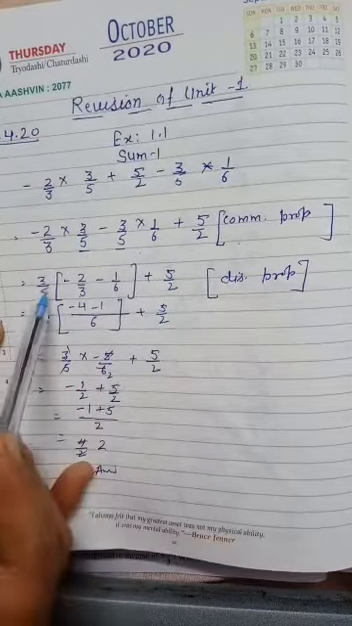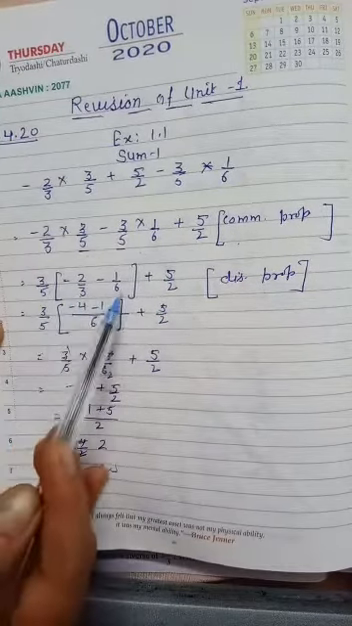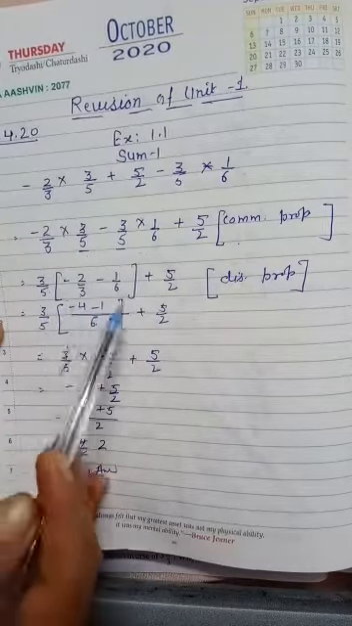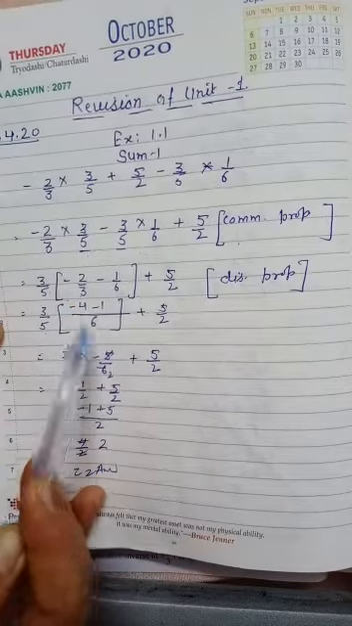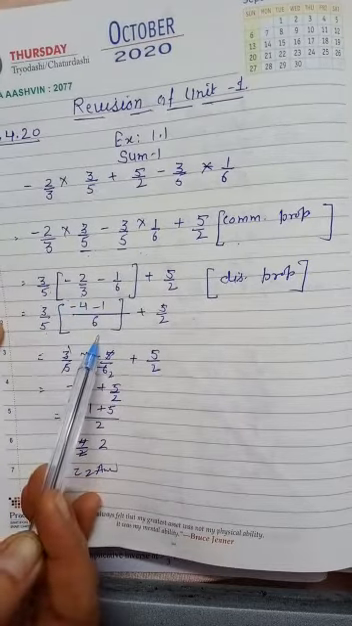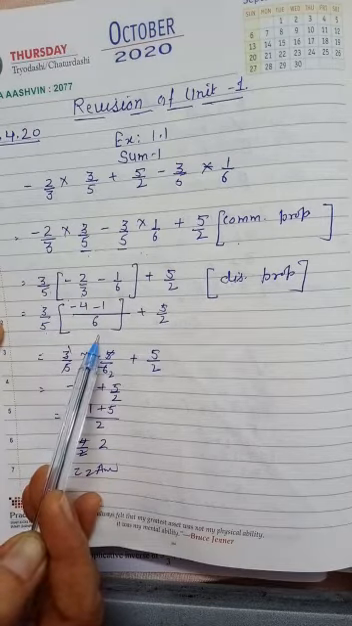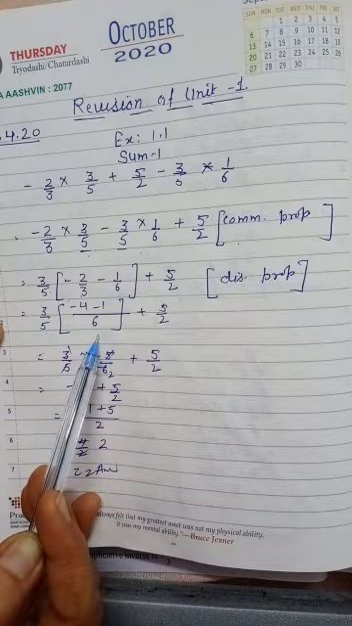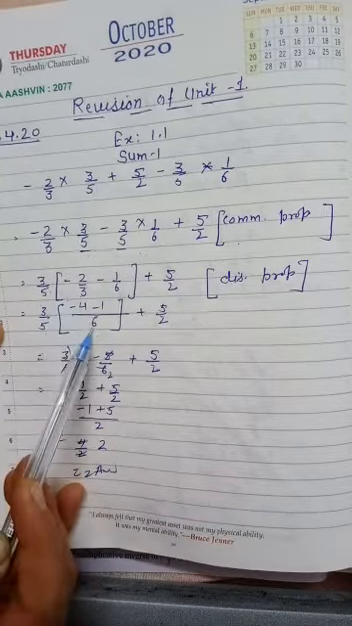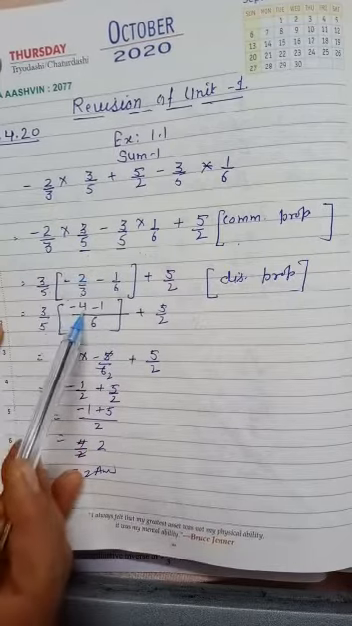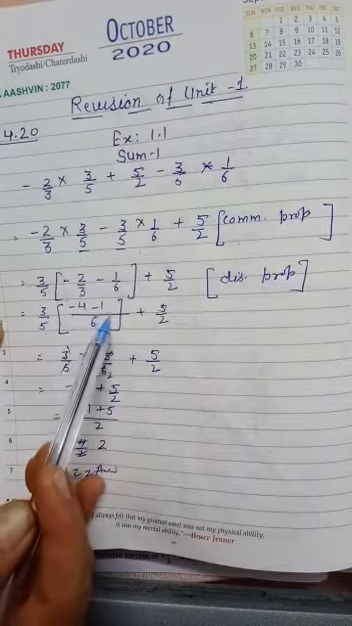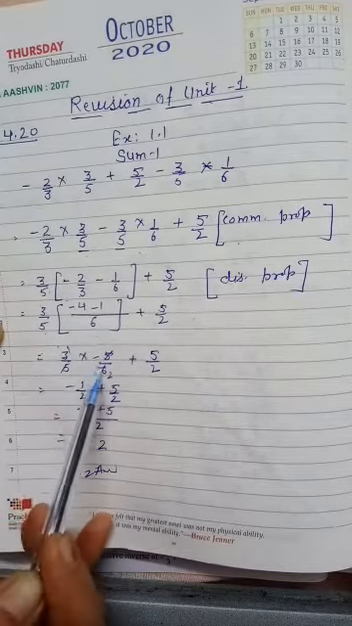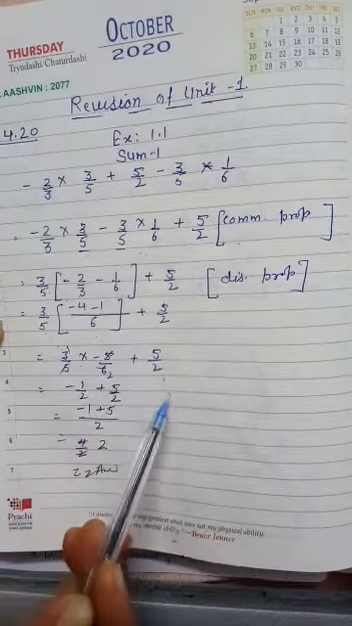Now as 3/5 is common, we want to solve this bracket. To solve this bracket we have to take the LCM. The LCM of these is 6. You know very well that when we use LCM, we divide the denominator and multiply the numerator. So 6 divided by 3 gives 2, and 2 multiplied by −2 gives −4. In the same way the next term becomes −1. Now combine these two, that gives you 3/5 × (−5/6), and the third term is running as it is.